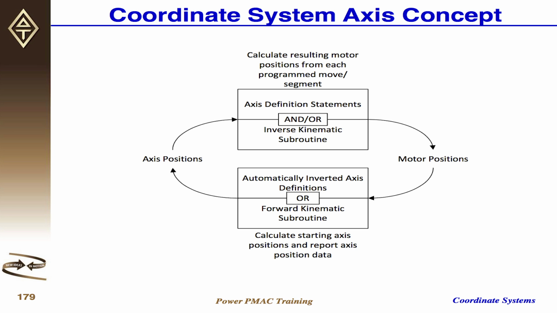The PMAC then takes that command and figures out what all of the motors need to do to respond to that appropriately. It will then use those motor positions, feed it through either the automatically inverted axis definitions, if you chose to use axis definitions, or the forward kinematic subroutine, if you chose to use an inverse kinematic subroutine. Do the calculations, and from the motor positions, it will figure out where all of your axes are to start with.